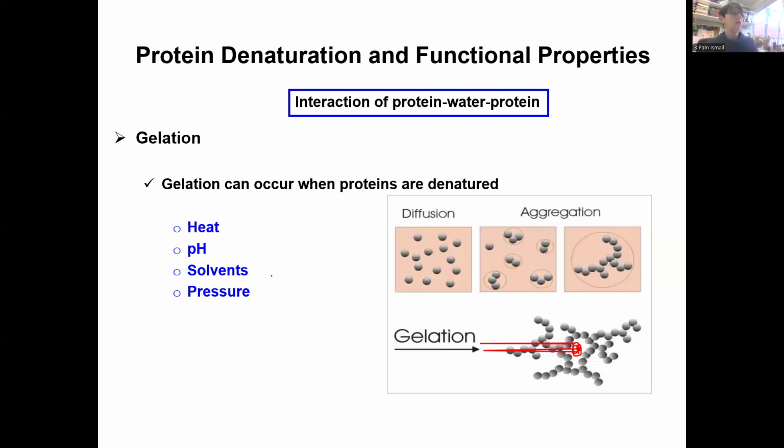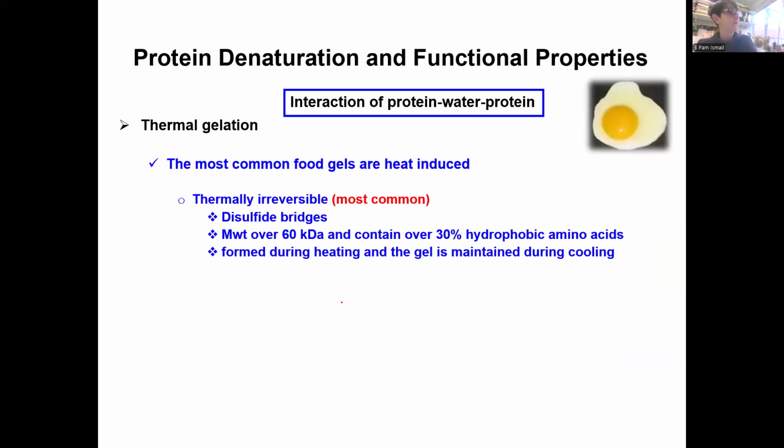and the gel is formed. Now, the protein can be denatured by heat, by pH, by high pressure homogenization, which could lead to denaturation and potential formation of soluble aggregates that increase the viscosity, and then you form that gel.